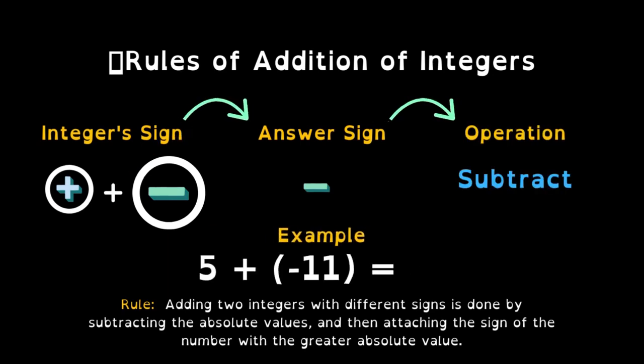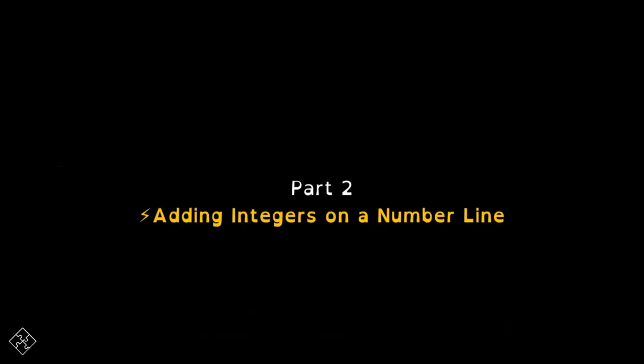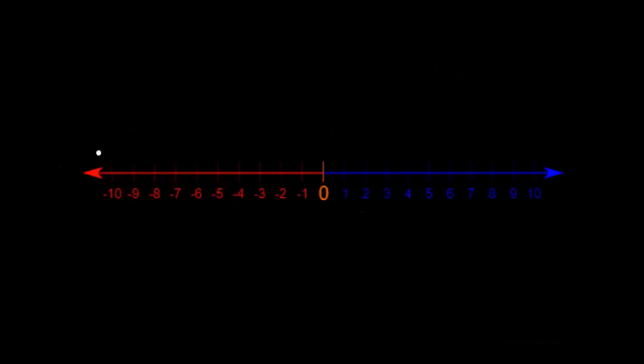For example, 5 plus negative 11. So dito, ang mas malaking number is negative 11. So ang sign is negative. So answer sign natin is negative. And kukunin po natin yung absolute value ng negative 11, which is 11. Then susubtract natin. So 5 minus 11, that's gonna be 6. And ang answer sign natin is negative. So we have negative 6. Okay? That is the 4 cases or 4 rules.